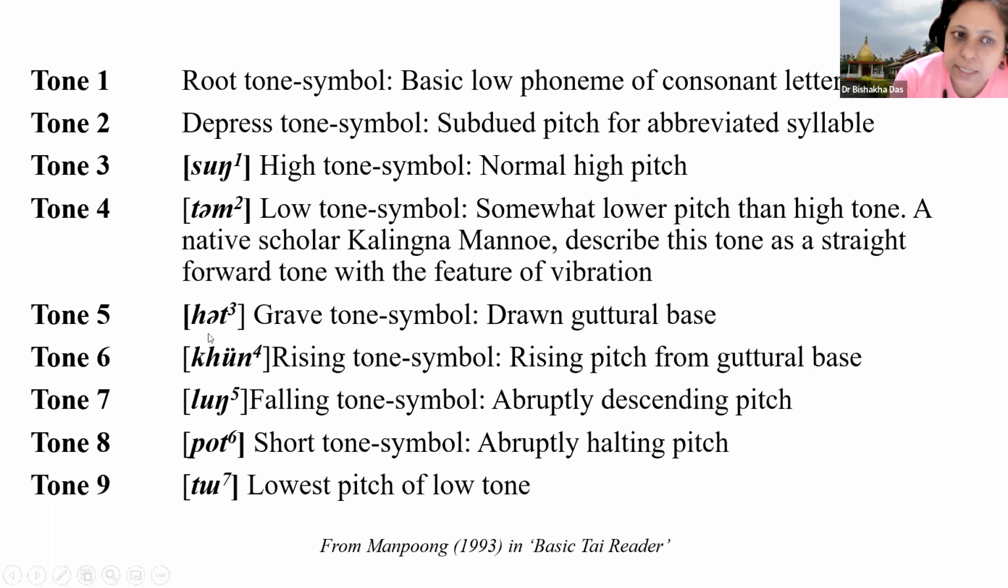Now, this is Hat, tone 5, the grave tone symbol with a drawn guttural bass. So it's ma, ma. And tone 6 is kun, this rising tone symbol, rising pitch from guttural bass. And then tone 7 is a falling tone symbol, abruptly descending pitch, like ma. And then there's the short tone symbol, abruptly halting pitch, so it's pot. And there's tone 9, the lowest pitch of low tone. So tone 8 and tone 9 are used for prosodic purposes, which I'll be explaining to you now.